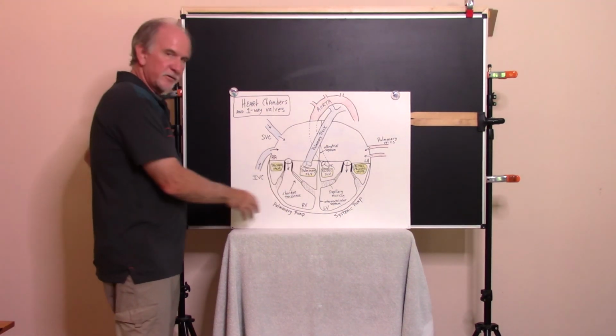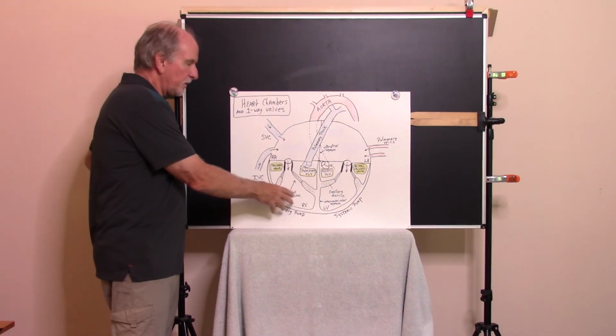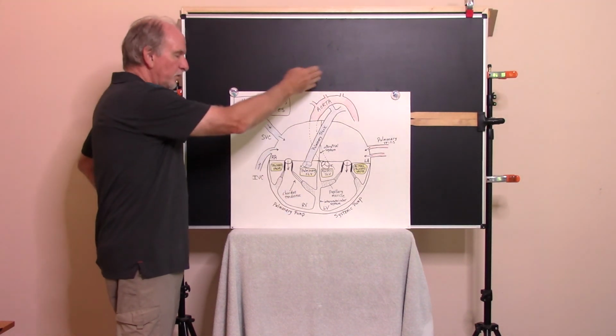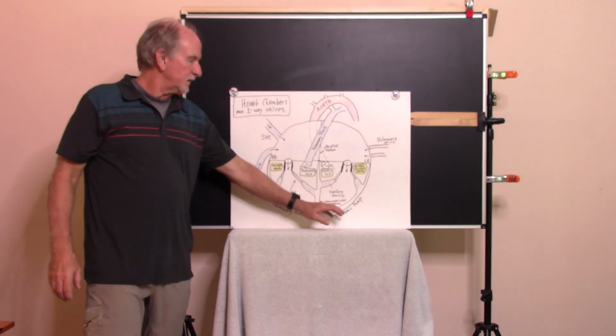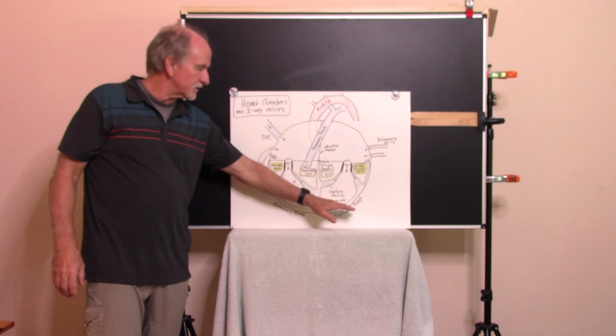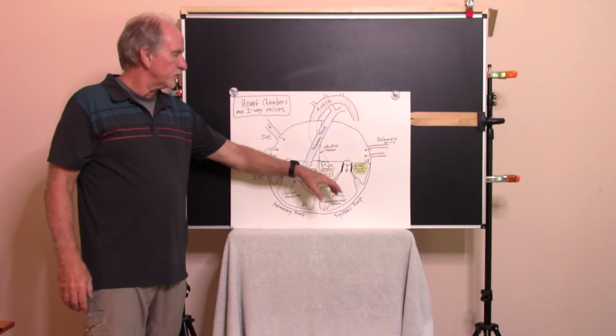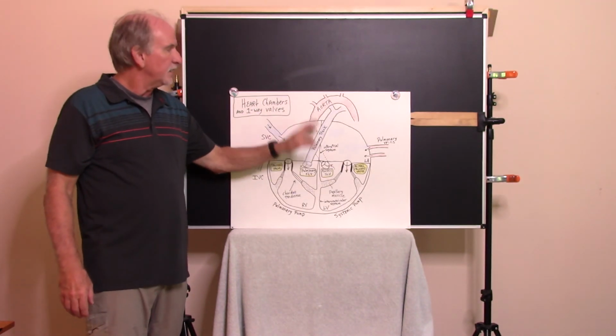Again, the right ventricle is the pulmonary pump, pumping blood into the pulmonary trunk through the pulmonary semilunar valve, and the left ventricle is the systemic pump, pumping blood through the aortic semilunar valve into the aorta.